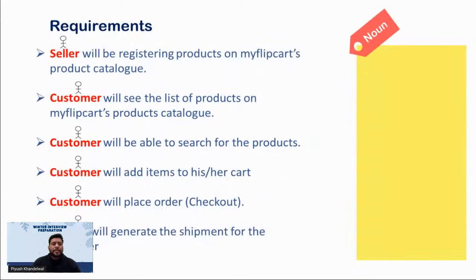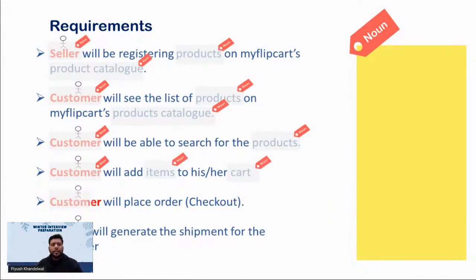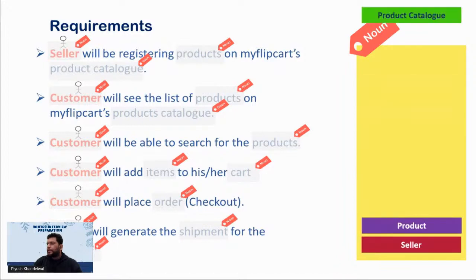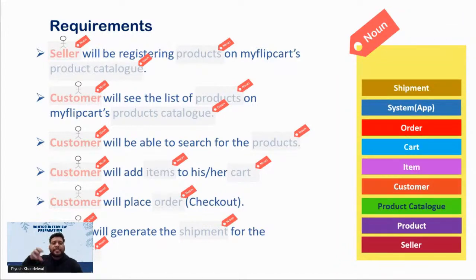So which nouns have I used in my requirements? Let's talk about them. Now look, these were my requirements. If I look at this: seller will be registering products. Now if I tag the nouns, most of the nouns I have tagged are seller, products, product catalog, customer, products. Then again product catalog, customer, products, items, cart, order, system, shipment. Okay.